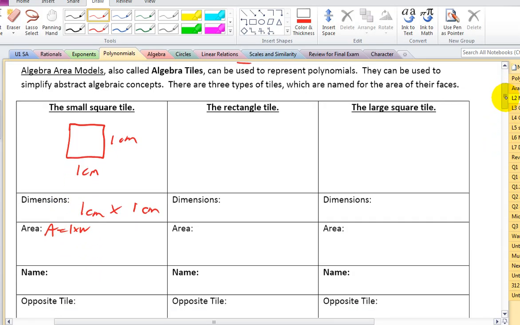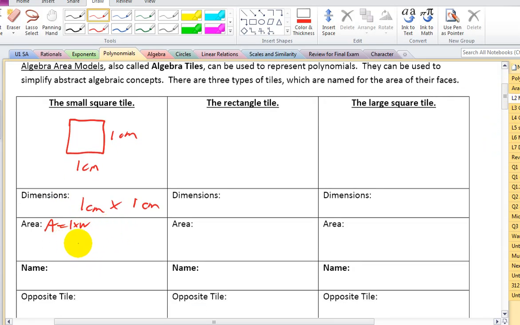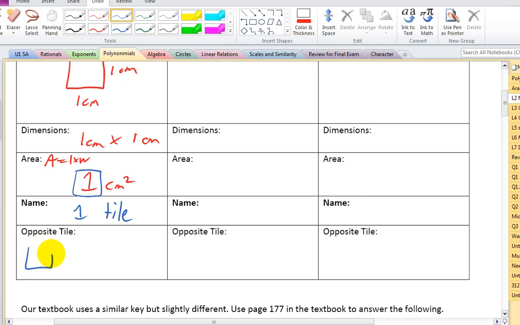We do have a square. So we multiply 1 by 1, it would be 1 centimeter squared. Okay. So we actually call this the name of the size of its area. We call this the 1 tile. Now the opposite tile, for us, if we shade it in, we call that the -1 tile.